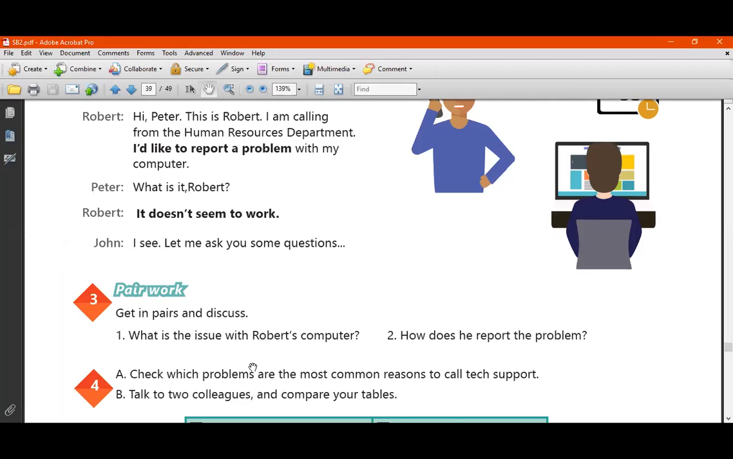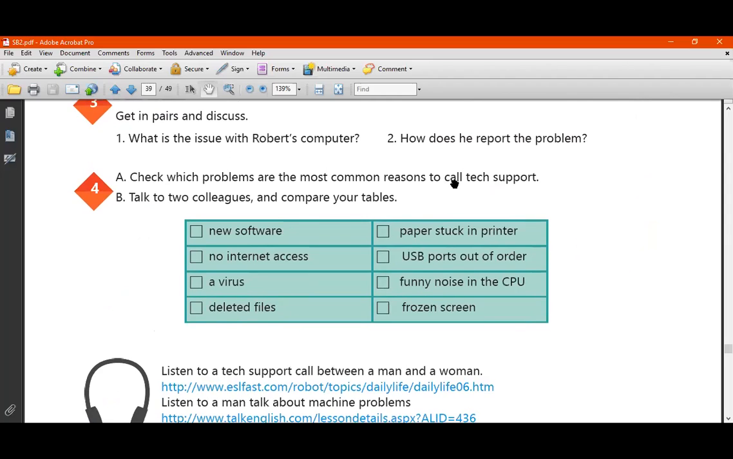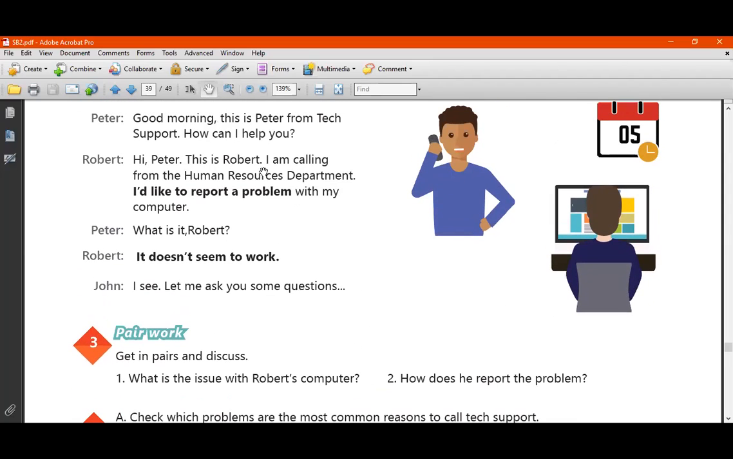It doesn't seem to work. Very good. What is the issue with Robert's computer? It doesn't seem to work. Ese es el único issue que nos está dando la conversación. How does he report the problem? He says, I'd like to report a problem with my computer. Esa es la forma que lo vamos a informar a alguien que tenemos un problema.